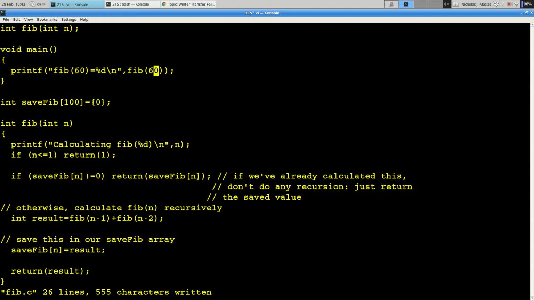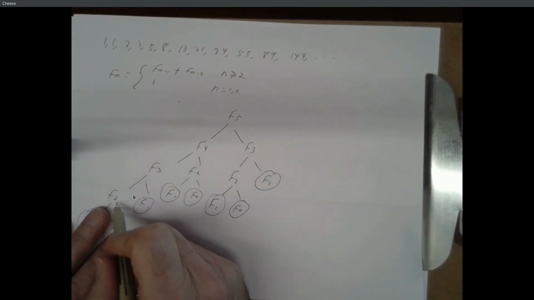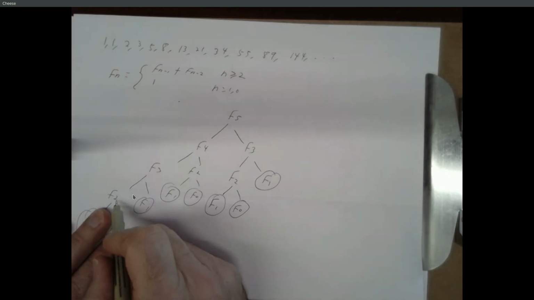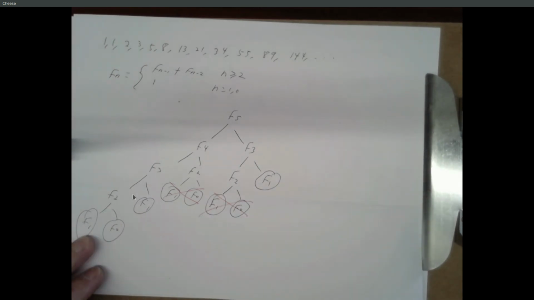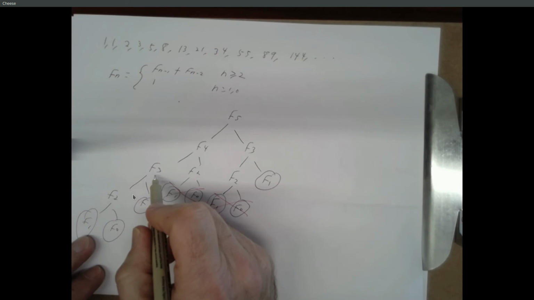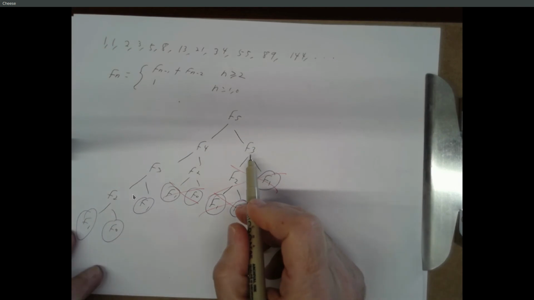So does the concept make sense? And there's an actual term when we're talking about trees, which is pruning. And what we're doing is we're pruning this tree, right? Once we've calculated F2, we never have to recurse again to figure out F2. So this stuff is never going to happen, and this stuff is not going to happen. And in fact, once we've calculated F3, we don't have to recurse to calculate F3 again. When we make our call to find F3, it's just going to read the value out of the array.